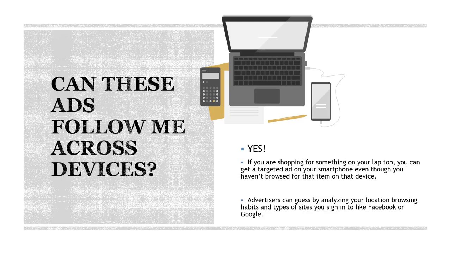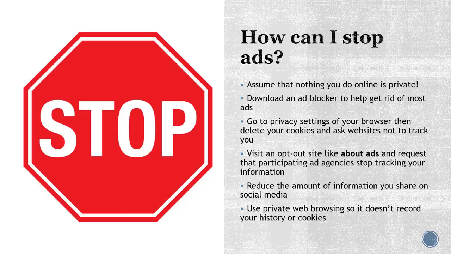So I'm going to give you some tips on how to maybe stop some of these ads or at least make you have less from your information. So the very first thing is remember whatever you do online is not private. It's out there. So if you just want to stop seeing ads, you could download an ad blocker for your web browser, and that should get rid of most of the ads. But to prevent advertisers from tracking your information altogether, one thing you can do is go to the privacy settings of your web browser, delete your cookies, and ask websites not to track you.